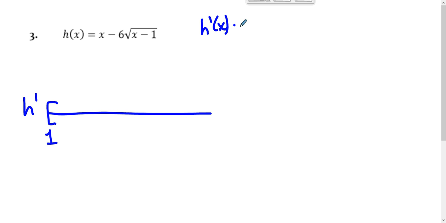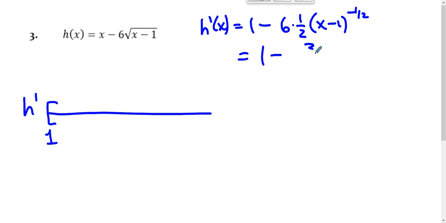H prime: the derivative of x is 1. Derivative of a square root is 1/2 times the thing to the negative 1/2 times the derivative of the inside, but that's 1. So what is this? 6 times 1/2 is 3. This to a negative 1/2 looks like that. And we're going to try to see where this is 0.